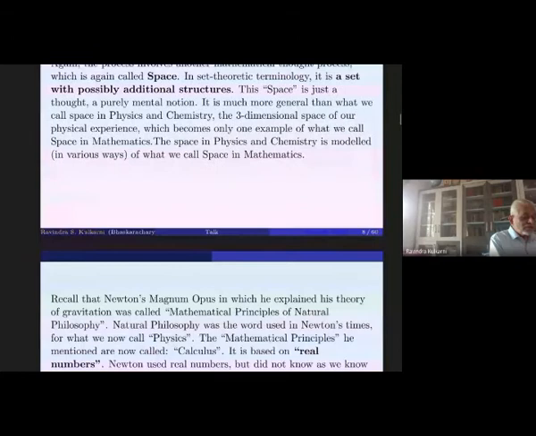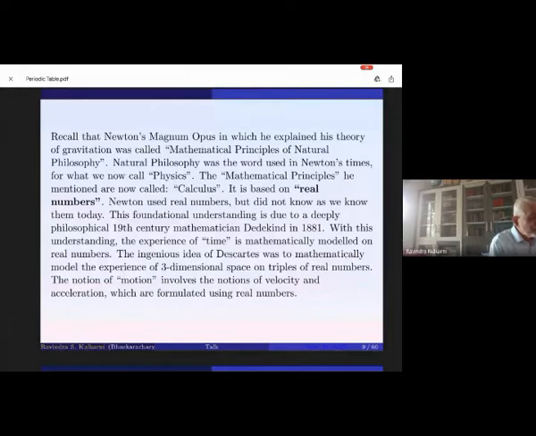Now, you recall Newton's famous book, Magnum Opus, in which he explained his theory of gravitation. It was called Mathematical Principles of Natural Philosophy. Natural philosophy was the word used in Newton's times for what we now call physics. The mathematical principles he mentioned are now called calculus. It is based on real numbers. Newton used real numbers, but did not know them as we know them today. This foundational understanding is due to a deeply philosophical 19th century mathematician, Dedekind, and his famous paper in 1881.